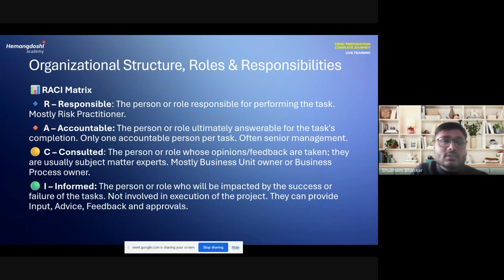So again, there will definitely be questions on RASI matrix, right? So I think it's one of the simple things from the course, right?